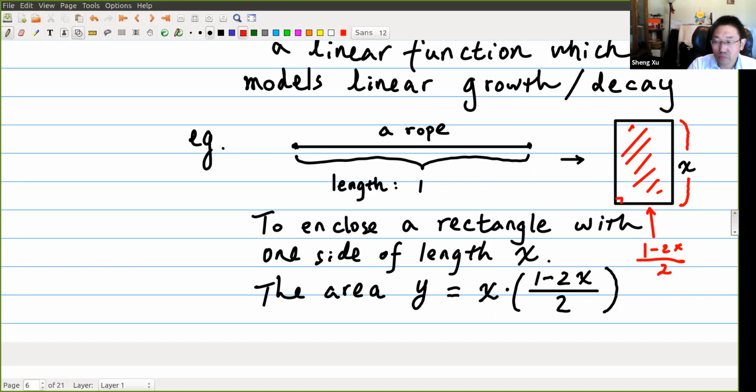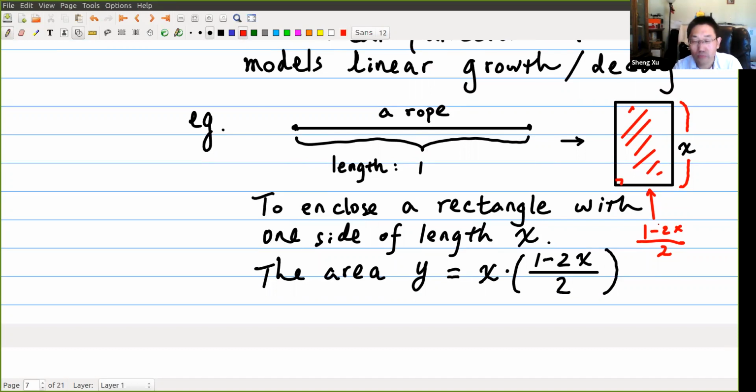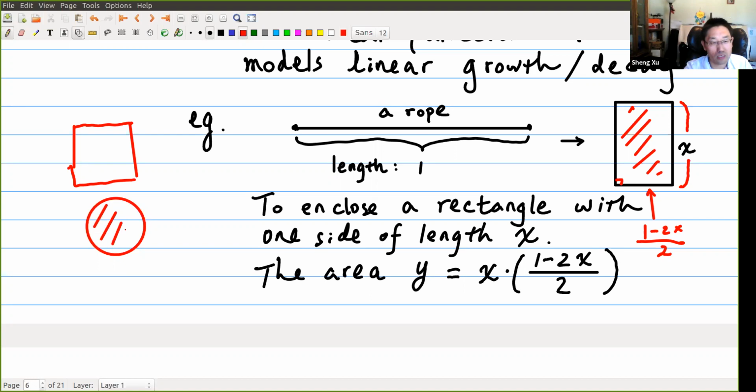Okay, I can tell you a joke. A farmer gives a rope to an engineer, a physicist, and a mathematician, and asks them to use that rope to enclose a piece of land such that the land is as large as possible. The engineer said, okay, I'm going to use that rope to form a square, and he claims that's the maximum area. And the physicist laughed at that and said, you should have enclosed a circle. The circle's area is the largest, okay?